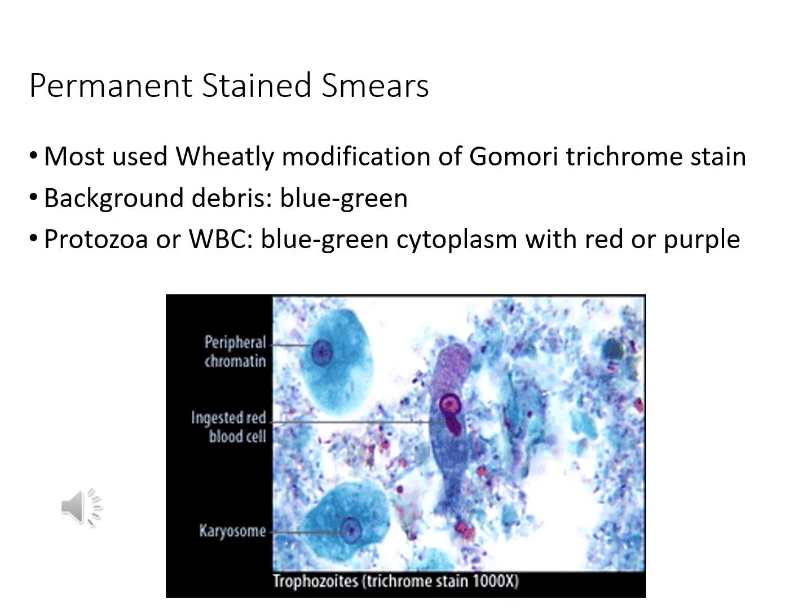And this is an example of a permanent stained smear. Oftentimes we refer to these as a trichrome stain, so a Wheatley modification of a Gomori trichrome stain. So all your background debris will be a blue-green. Your protozoa or your white blood cells will have blue-green cytoplasm with purple or a reddish color. So what you're seeing on this picture is actually a trichrome stain. Since this is a permanent stain, we're going to start with 10x, but ultimately you're going to eventually go up to 100x, which is what this is showing here.